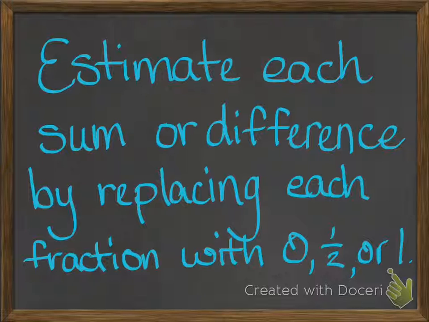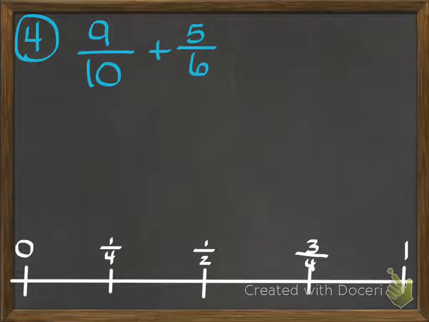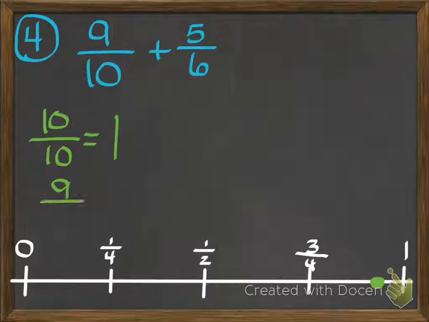Okay, 5th grade, so now that we know where to put those fractions on the number line, now we're going to estimate each sum or difference by replacing each fraction with 0, 1/2, or 1. Okay, here's number 4. 9/10 plus 5/6. So just like we practiced at the beginning, 9/10, I'm going to put that on my number line. I know that 10/10 equals 1. 9/10 is just 1/10 less. It's just a little bit less. So I know that 9/10 is going to be really close to 1. So I'm going to go ahead and say that 9/10 is about equal to 1.